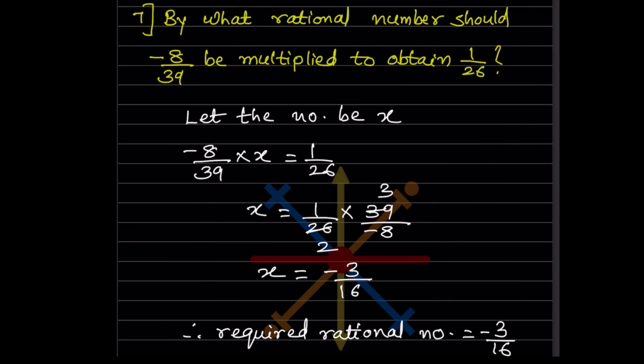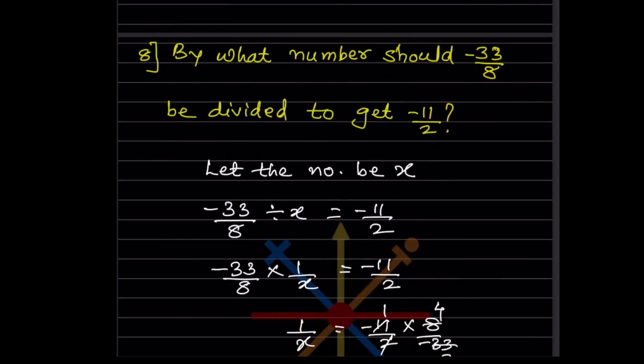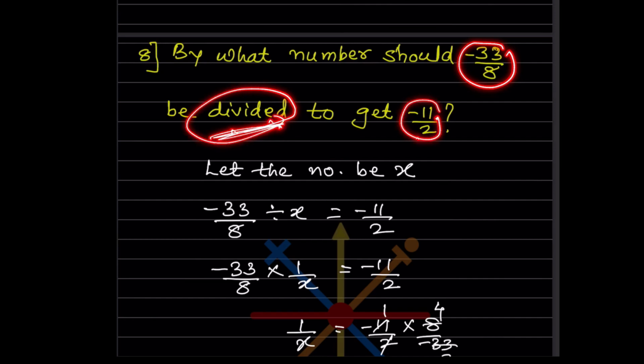So this is going to be 3, and this is going to be minus 16. So we can also write it as minus 3 by 16. So the required rational number is minus 3 by 16. Now, by what number should this be divided to get minus 11 by 2? Be careful with this.